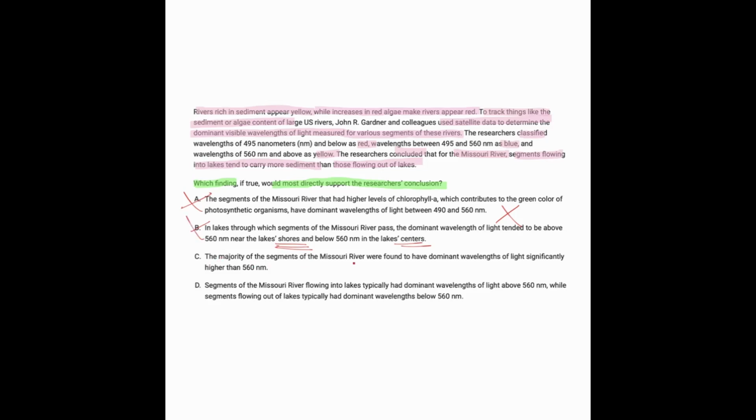C: The majority of the segments in the river were found to have dominant wavelengths of light significantly higher. So this is the entire river has a certain light. That doesn't really tell us anything about that comparison between water flowing into the lake and water flowing out.